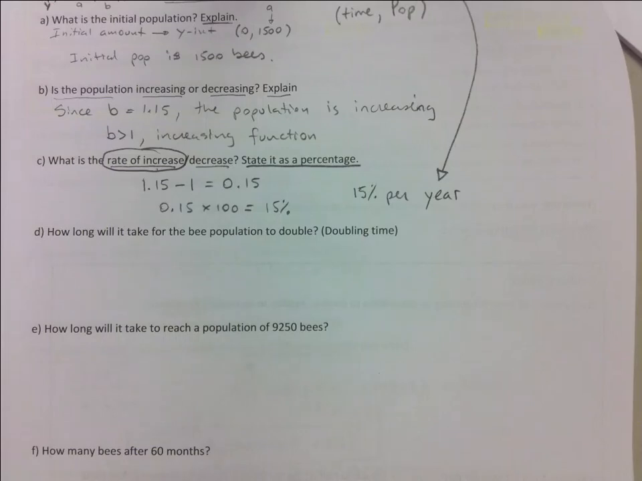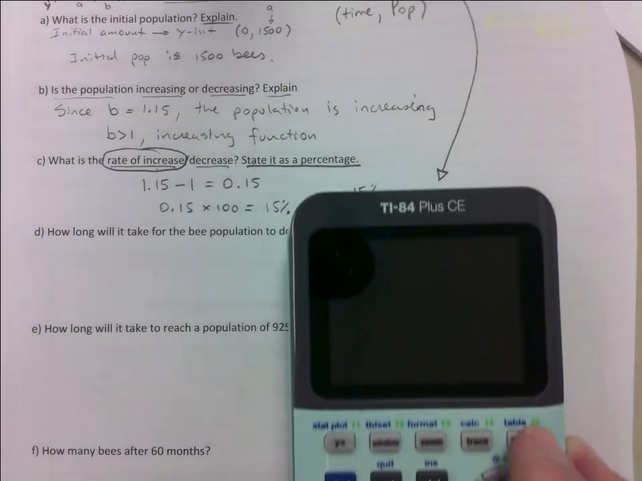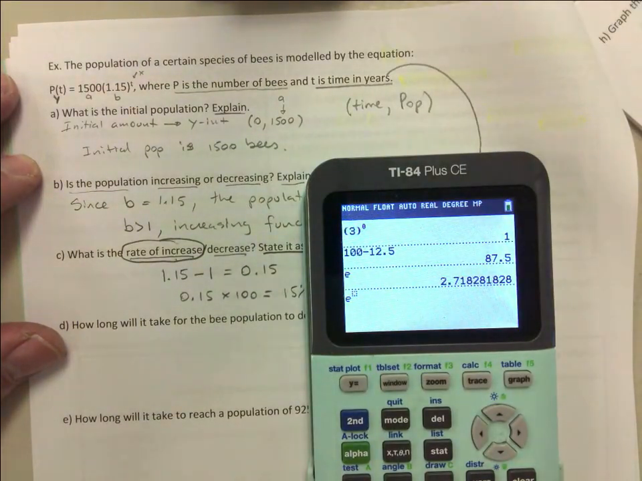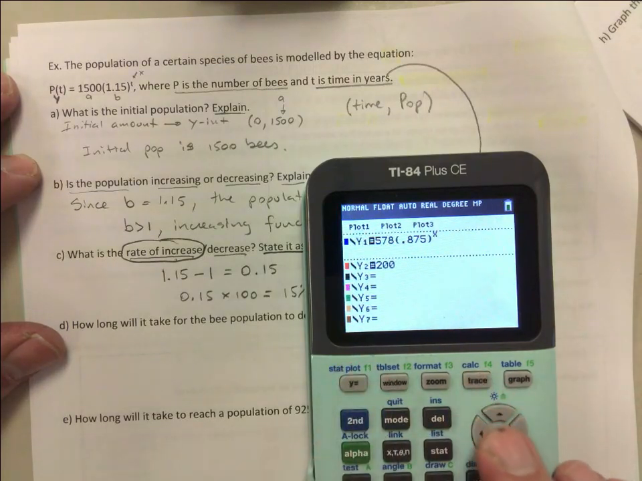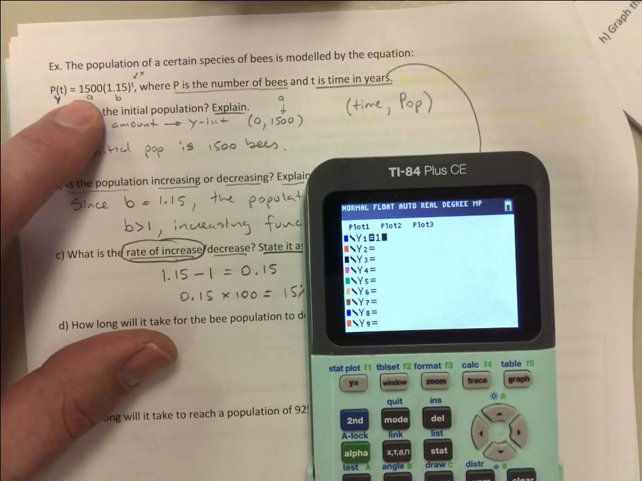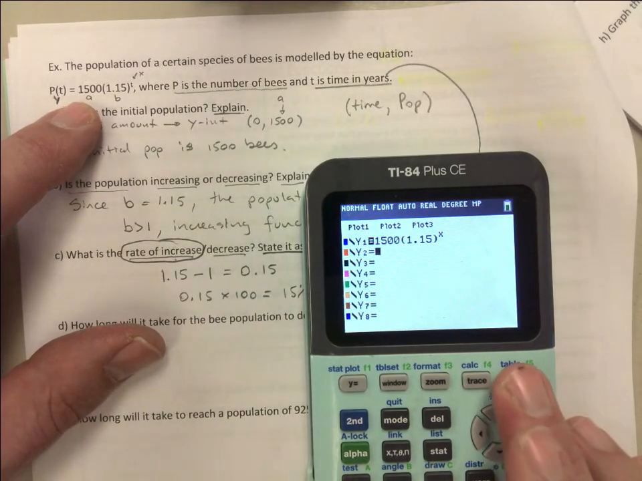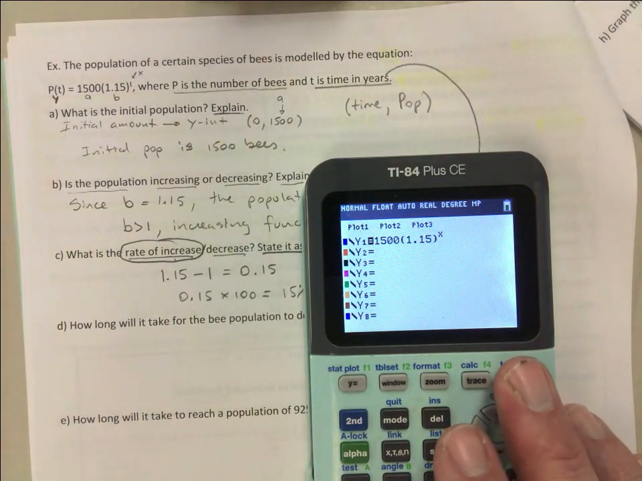How long will it take for the bee population to double? Before I answer this question, let's graph this thing on our calculator. We should have done that right away, to be honest, but there were a lot of things we could do without it. So grab your calculator and let's type that in. I'm going to go to y equals, clear everything, 1500, bracket 1.15, close the bracket, make sure you do the exponent, and then x. Okay. And let's graph it. Let's see.